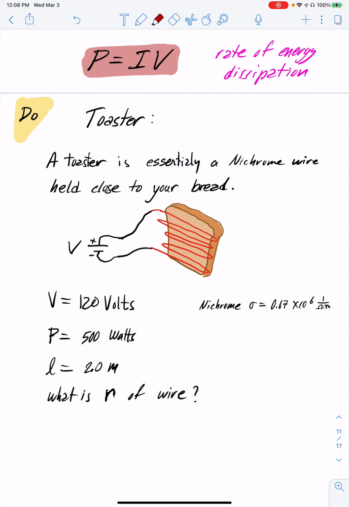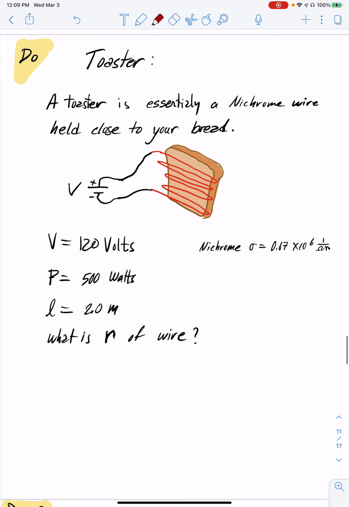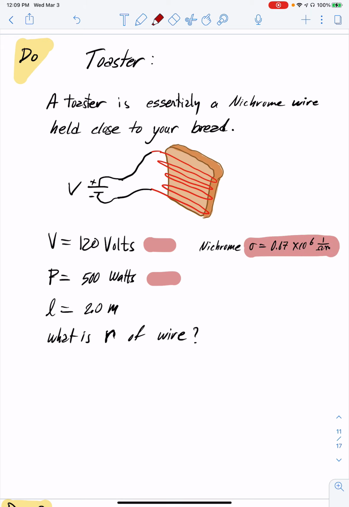We've measured all the wire in there and we figure out that there's a length of 2 meters of wire in the whole toaster. I'm just showing it on one side of the toast, so there'd be at least three more of those. And so the question is, what's the radius of the wire that we should use in order for this to work, to get this much power with this much voltage? All right, so that's the goal. I've given here the conductivity of the nichrome.